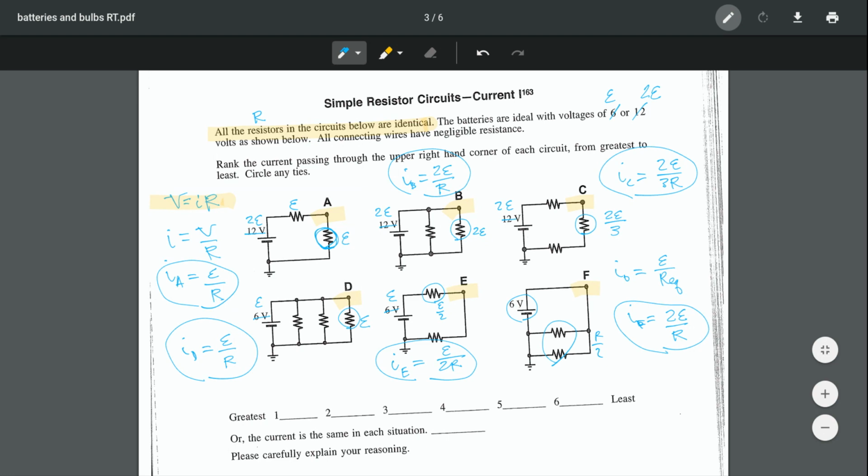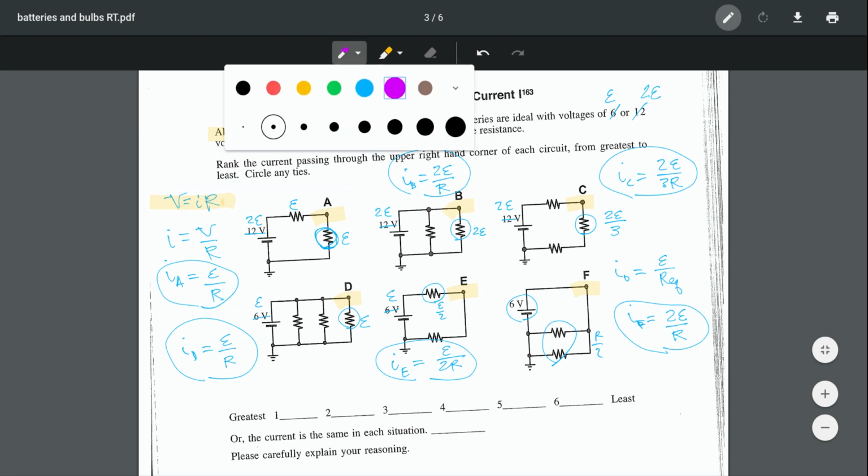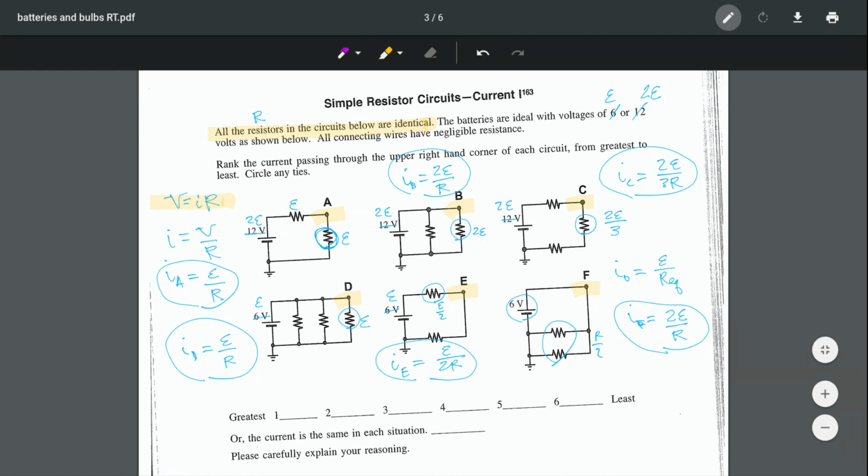Okay, so what does that give me for ranking? I'm going to change up my color here. For ranking, which one is the greatest then? B at 2E over R, and that's equal to F. And then what do we have next? A and D at E over R. And then case C is next at 2/3. And then case E is last at 1/2 there.